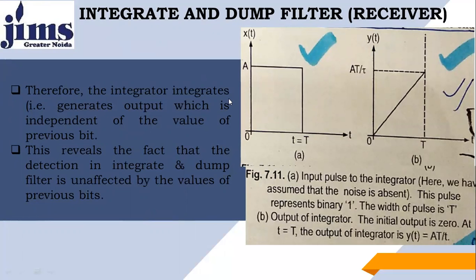So the integrator generates an output which is independent of the value of the previous bit. On what basis are we sure that the output is independent of the previous bit? Because we already discharge the capacitor before the next bit comes to the receiver side, right? That's why the dump switch is necessary in this filter or receiver, to empty the capacitor after 1 bit period, right?